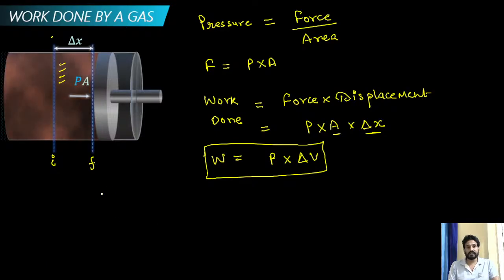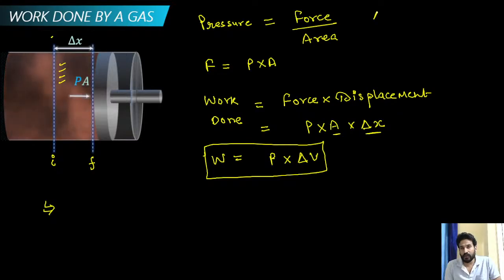Or in other words, in another form, what can I write? Let's suppose that from this initial to final position, this is a very small change. I hope you are aware that we denote a big change by delta, and d is for a small change.